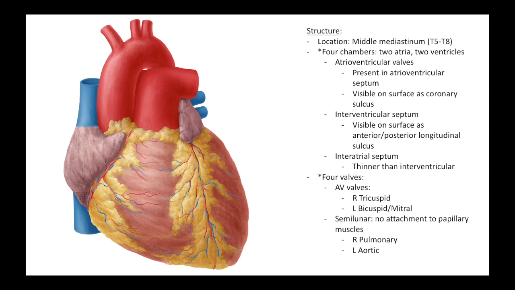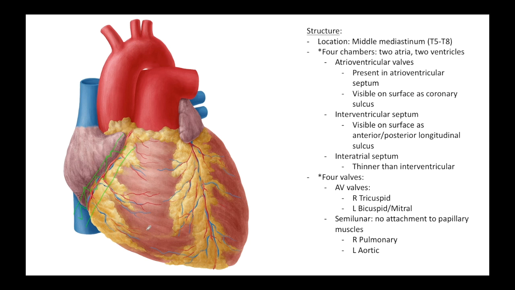The ventricles and the atria are separated from each other by atrioventricular valves, and they are present in something called an atrioventricular septum, which can be visible on the outside of the heart as the coronary sulcus, which is this area right here. Same thing on the other side.